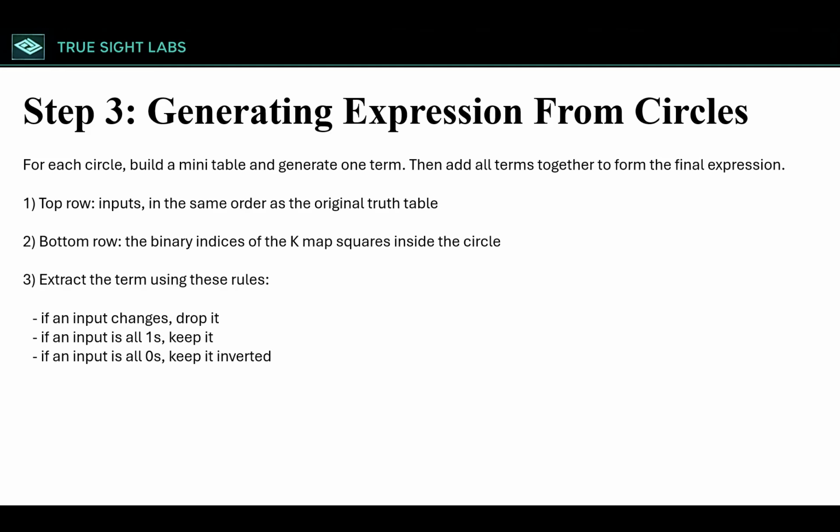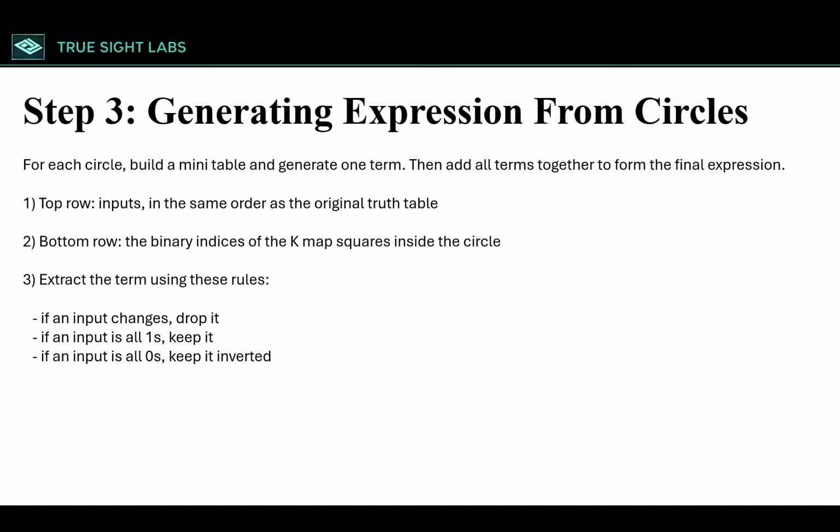Now we can discuss step 3, where we turn each circle into a Boolean term. Each circle produces one term, and then we add all of the terms together to get the final expression. To do that, for each circle we make a small table. The top row lists the inputs in the same order as the original truth table. The bottom row lists the binary indices of the K-map squares that are inside that circle.